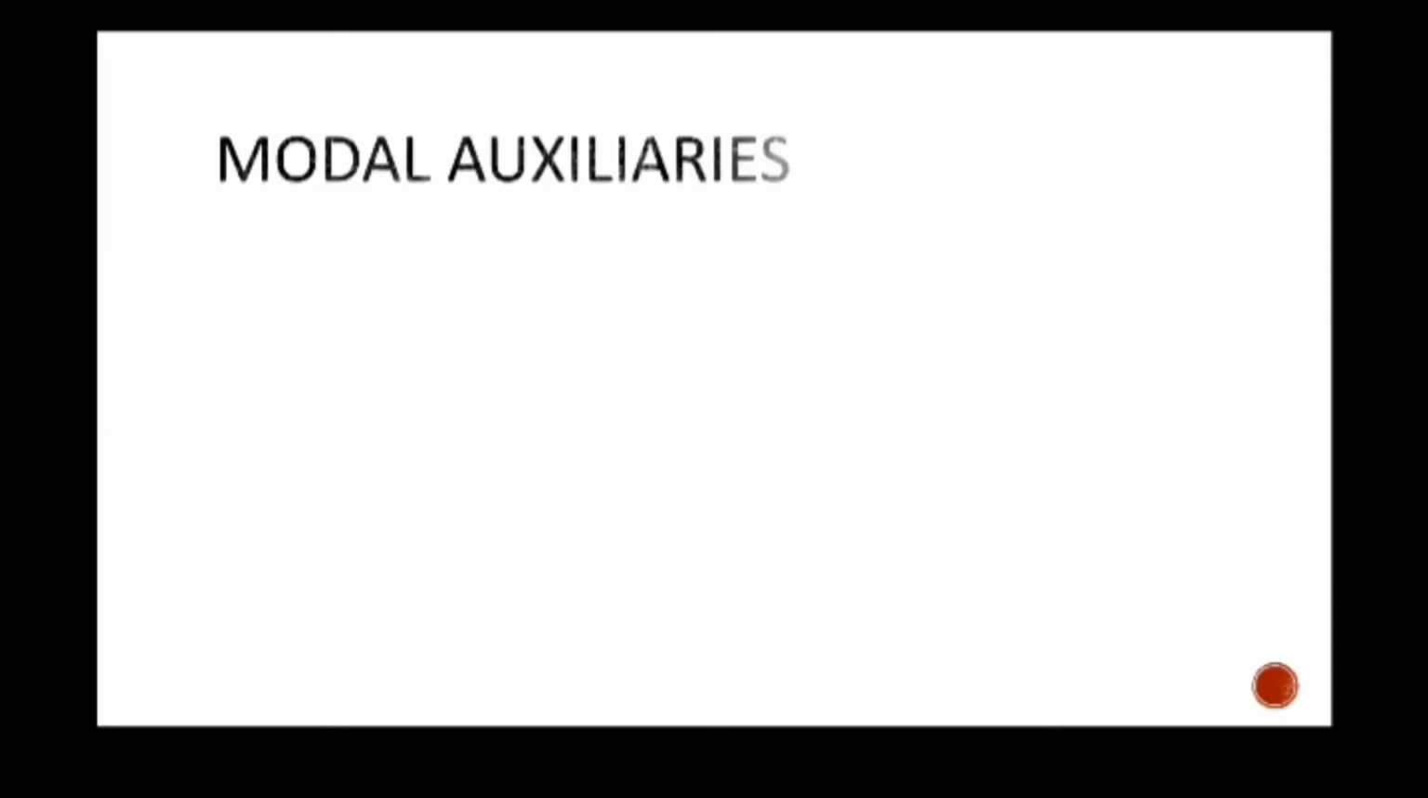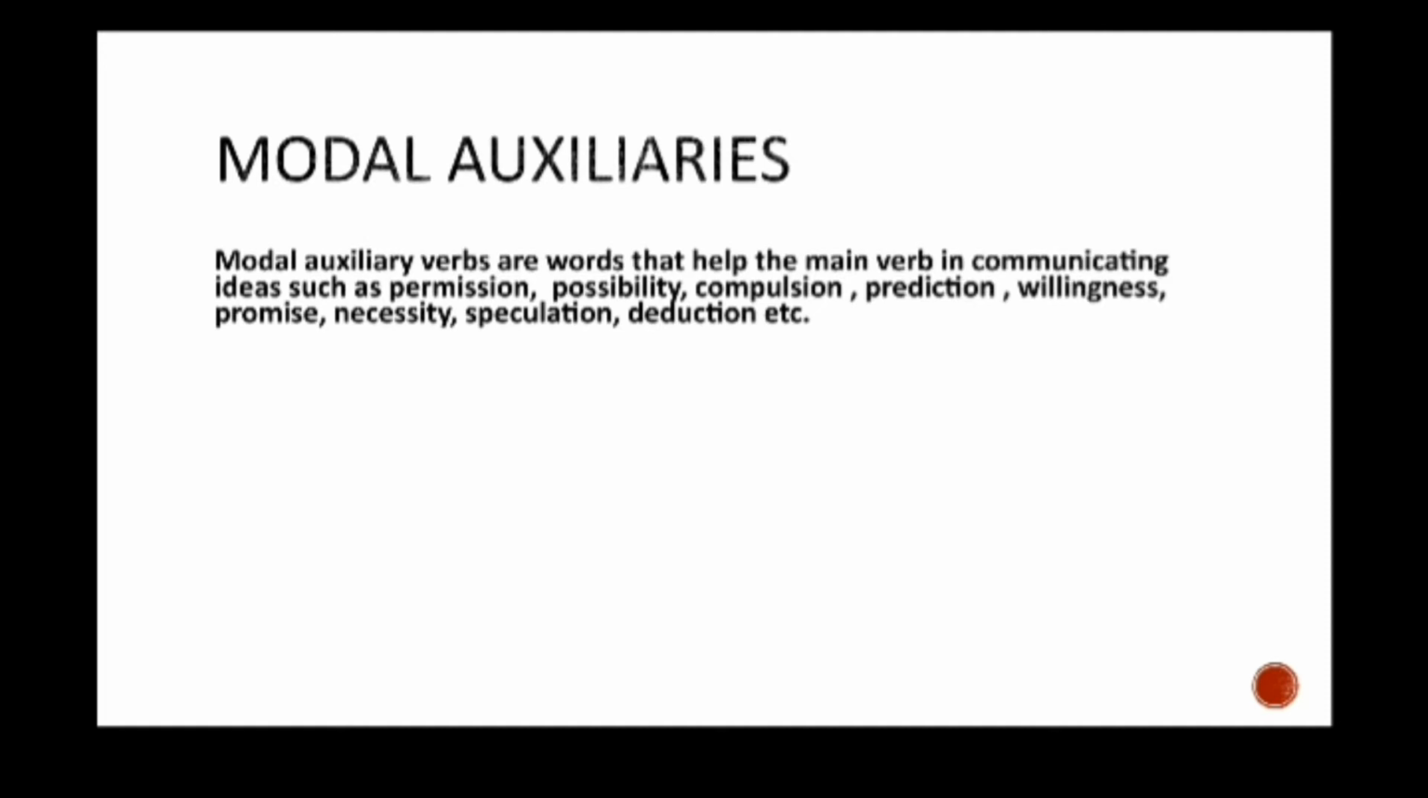Okay children, so what are modal auxiliaries? Modal auxiliary verbs are words that help the main verb in communicating ideas such as permission, possibility, compulsion, prediction, willingness, promise, necessity, speculation, deduction, etc.